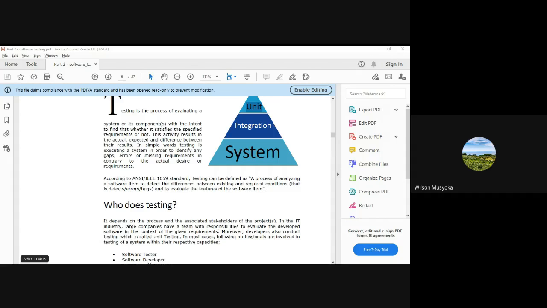Let me give an example. If you are developing a software for a university or a student management software, or it is a software for a manufacturing company, then there will be several modules. Let's talk of this student management software. You can have the admissions module, you can have the exams module, you can have the finance module, and you can also have the requisitions module. So each module will be tested as a unit.